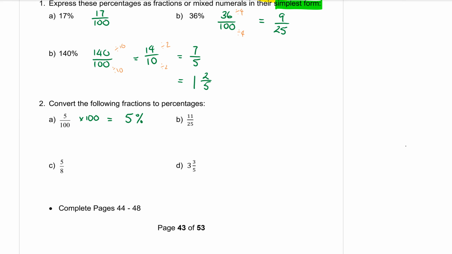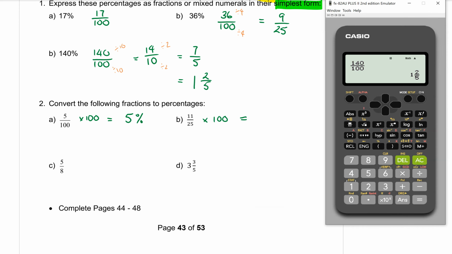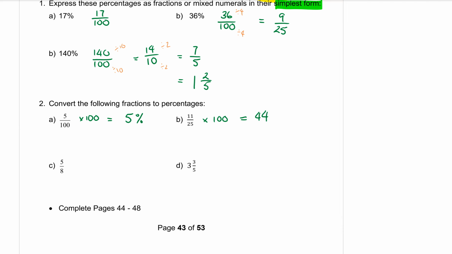Part B, 11 over 25. To change that into a percentage, I'm going to times it by 100. Okay, now you can do these ones without a calculator, but it'll be much faster with for these. So we type it in. 11 over 25, use the cross arrow, times by 100, equals 44. So 44, and don't forget to put the percentage sign on that, saying that you've made it a percentage now.